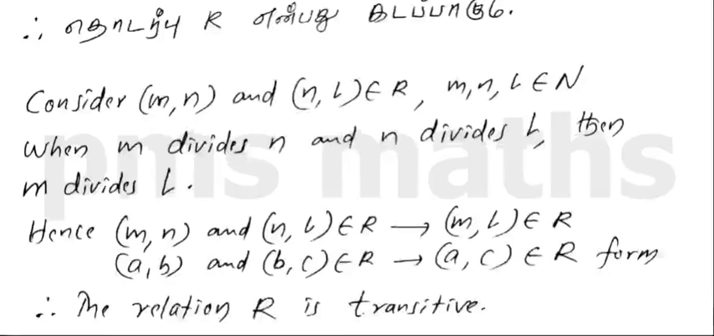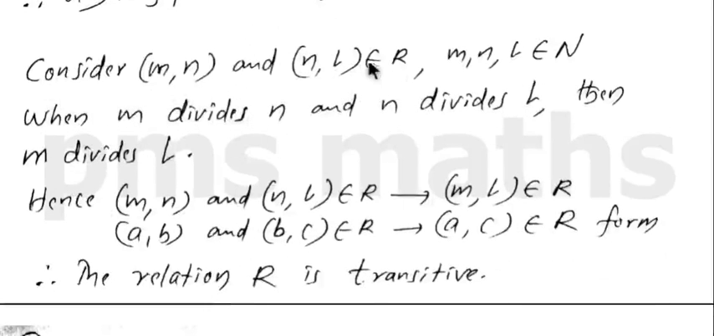Then consider two elements from the given relation R. First one (m, n) and (n, l) belongs to R. Here m, n, l belongs to N. That means three numbers are natural numbers. When m divides n and n divides l, since the first element belongs to R and the second element also belongs to R, the first number divides the second number in each. Therefore we can say when m divides n and n divides l, then we can say m divides l.